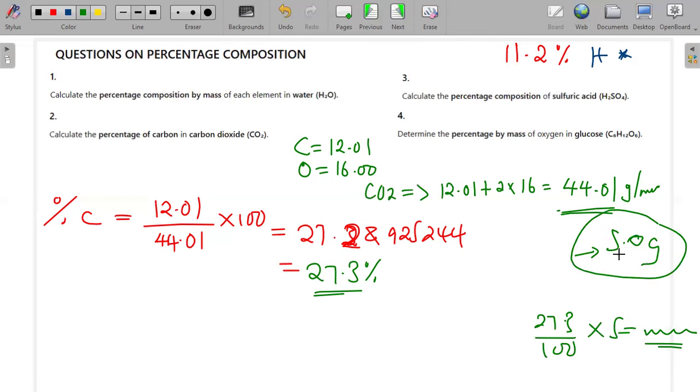So this one is very important, just like the one for the hydrogen. So this was in water. And now in carbon dioxide, we are concentrated on the carbon. It has 27.3% for the carbon. So very important, this one.